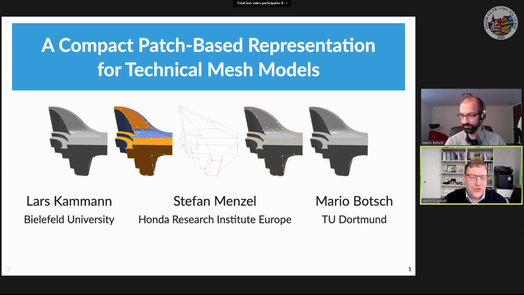We come to the third presentation of this joint session. This is by Lars Kammann, Stefan Menzel, and Mario Botsch from Bielefeld University, TU Dortmund, and the Honda Research Institute in Europe. This talk is now from the VMV. It's about how to transfer your triangle mesh into very nice interpretable patches. Please go ahead. Yeah, thank you, Hendrik.